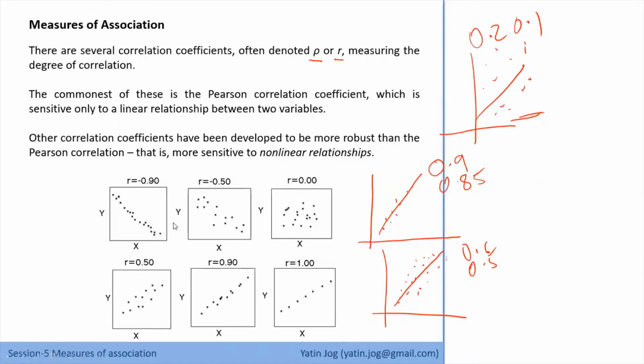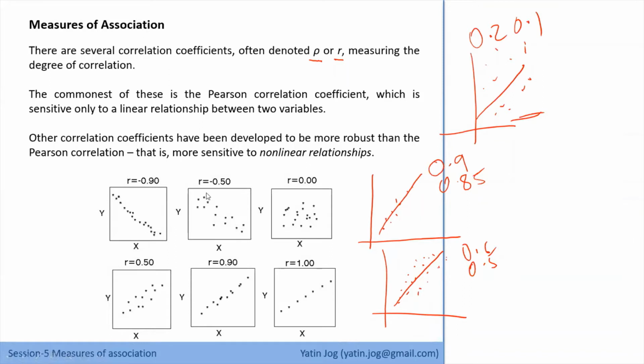So you will get different types of relationship graphs, and based on that you will get different types of R values, and this is the relationship between the R value and the graph. This is a downward relationship, a negative relationship, so the value of R is negative. If I try to draw a trend line, all my data points will be very close to my trend line, and that's why the value of R is 0.9. We are going to see how to calculate the value of R.